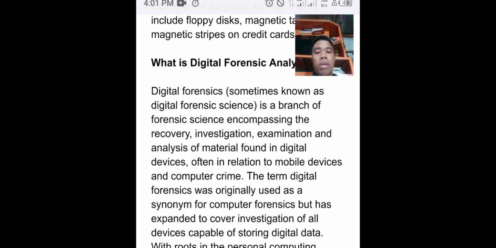With roots in the personal computing revolution of the late 1970s and early 1980s, the discipline evolved in a haphazard manner during the 1990s, and it was not until the early 21st century that national policies emerged. Digital forensics investigations have a variety of applications. The most common is to support or refute a hypothesis before criminal or civil courts.